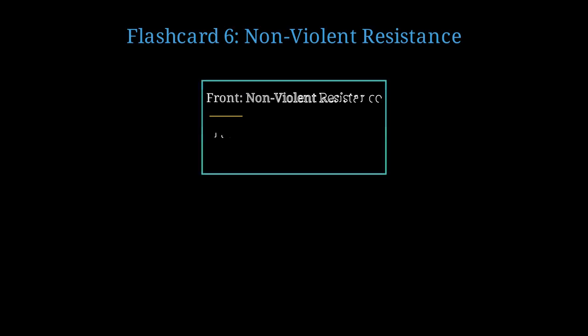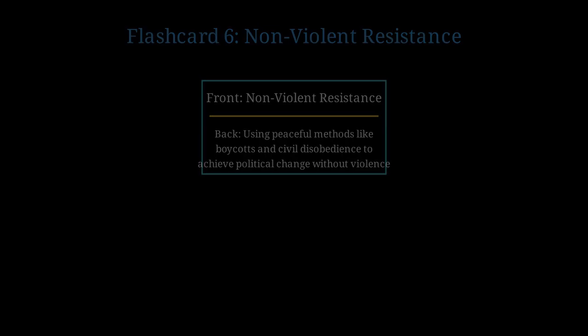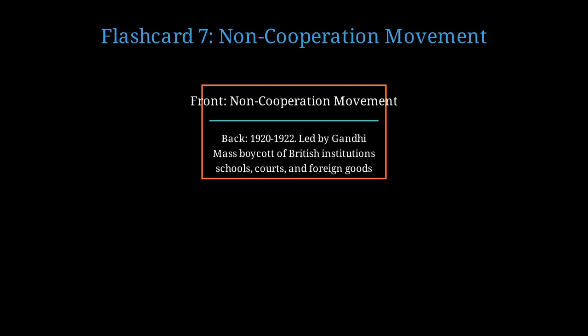Sixth flashcard. Gandhi's revolutionary method. Nonviolent resistance, championed by Gandhi, used peaceful methods like boycotts and civil disobedience to achieve political goals. Seventh flashcard. The 1920s mass movement. The non-cooperation movement from 1920 to 1922 saw millions boycott British institutions, schools, courts, and foreign goods.